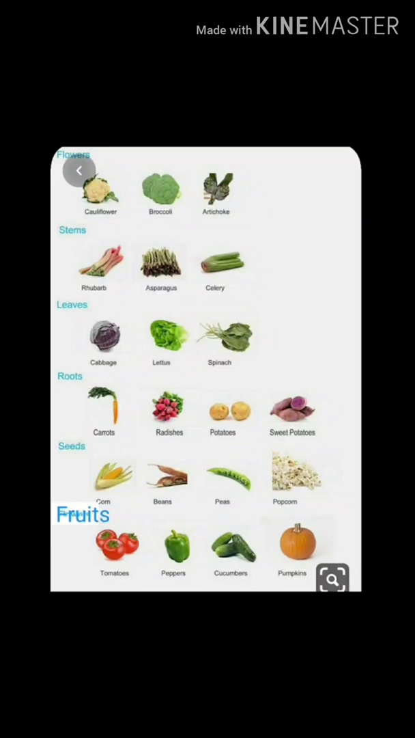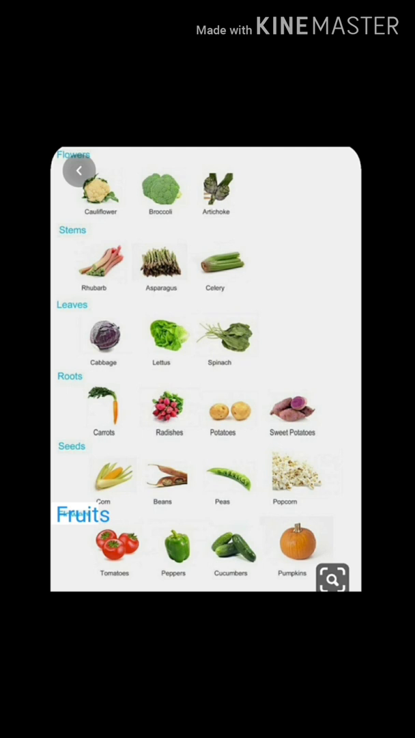So, the different edible parts of plants that we can eat are flowers, stems, leaves, roots, seeds, and fruits and vegetables. For flowers, take an example of cauliflower, broccoli. Stems: rhubarb, asparagus, celery. Leaves: cabbage, lettuce, spinach. Spinach is commonly known as palak. Roots: we have carrots, radish, potatoes. Seeds: we have corn, beans, peas, and popcorn. For fruits and vegetables: tomatoes, peppers, cucumbers, and pumpkin. In winters, we consume leaves of mustard vegetable known as sarson ka saag.